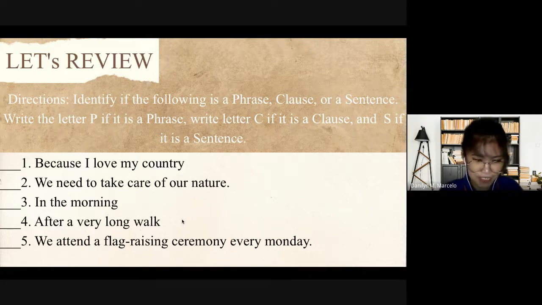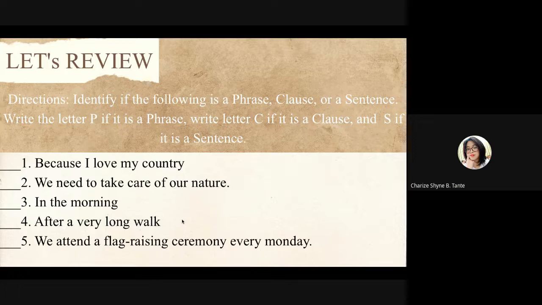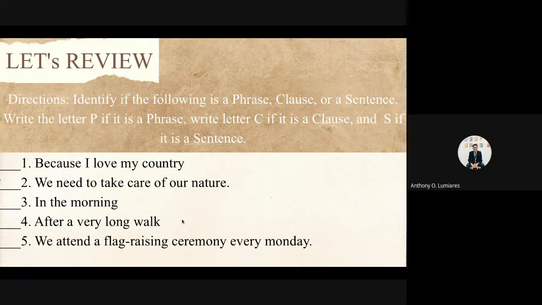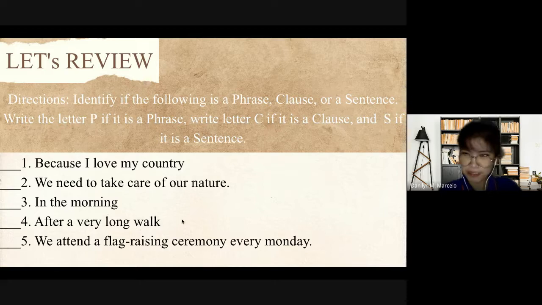Who wants to answer number two? Yes, Miss Cherise. We need to take care of our nature. My answer is S for sentence, mom. Yes, that's correct. What about number three? Yes, Mr. Anthony. Number three, in the morning, I think the answer is letter P for phrase, ma'am. Excellent. That's a phrase. How about number four?